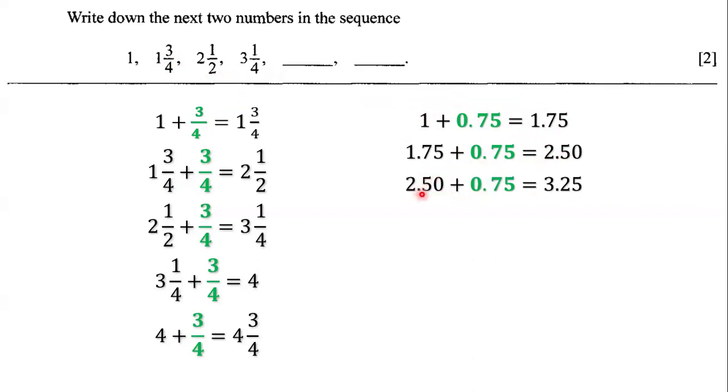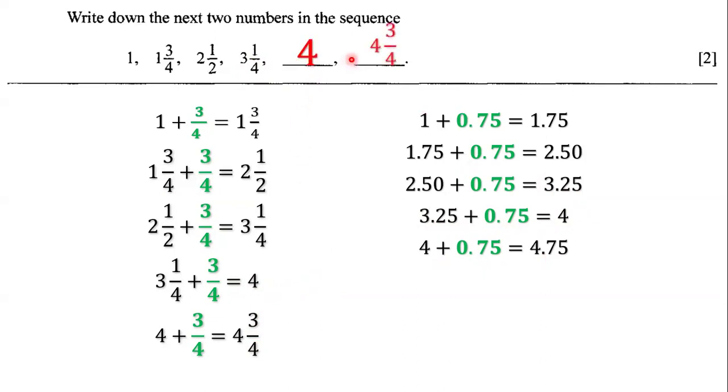If we take 2.5 and we add 0.75, we get 3.25, which is the same thing as 3 and 1 over 4. And then we take 3.25, which is 3 1/4, and we add 0.75, and that gives us 4, which is the exact thing that we got here. And then we take 4 and we add 0.75, and that gives us 4.75, which is the same thing as 4 and 3 over 4. And so that means that the next two terms in the sequence are 4 and then 4 and 3 over 4.